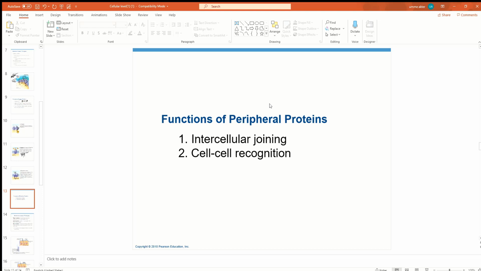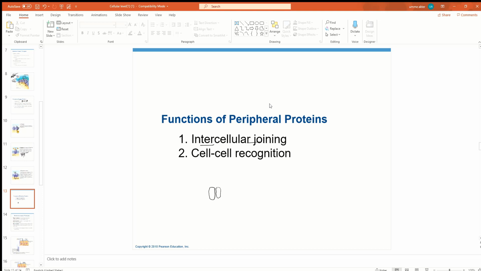Now we'll see the important functions of the peripheral proteins. Peripheral proteins perform two very important functions. There are other functions, but these two are very important. Intercellular joining or junctions between the cells. So this is one cell, this is the next cell.